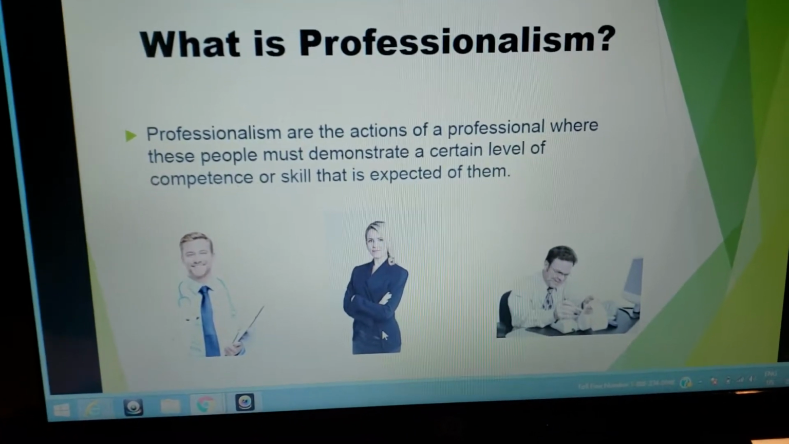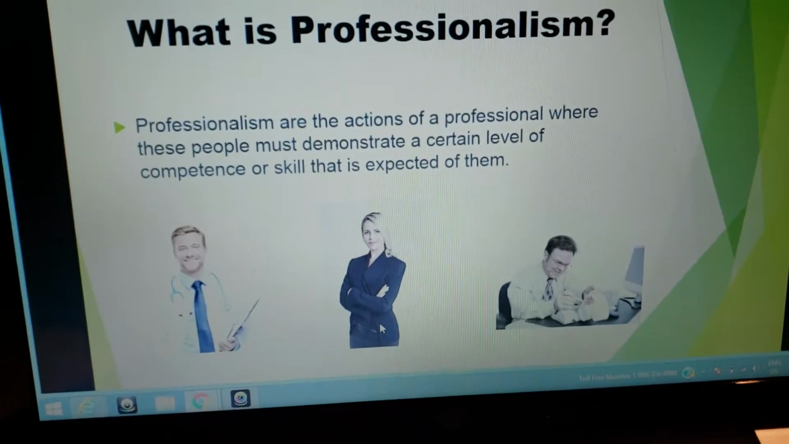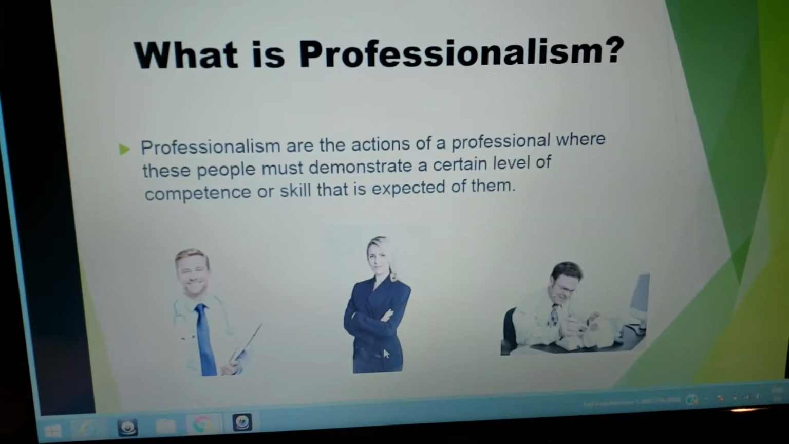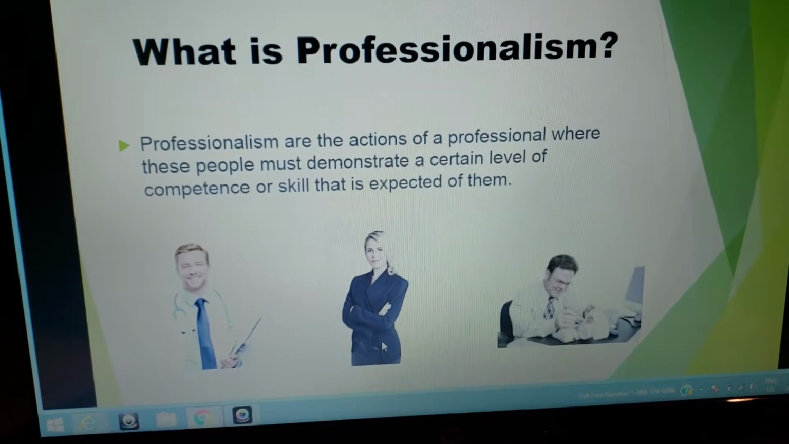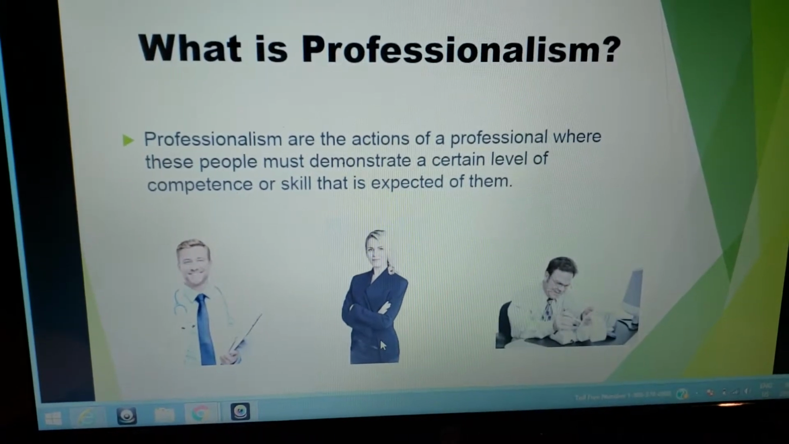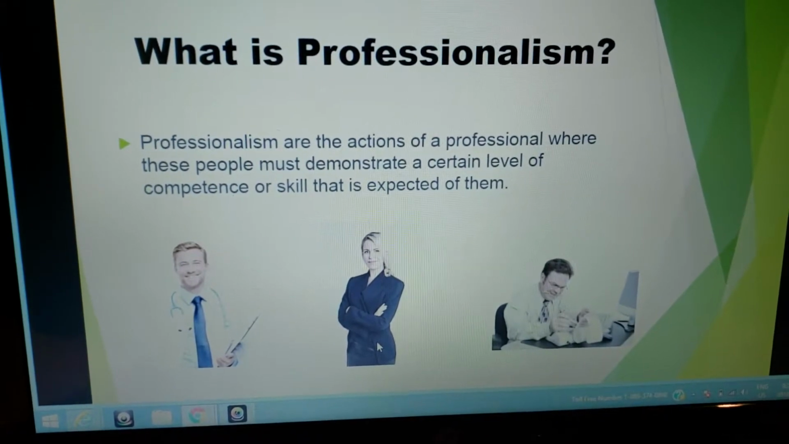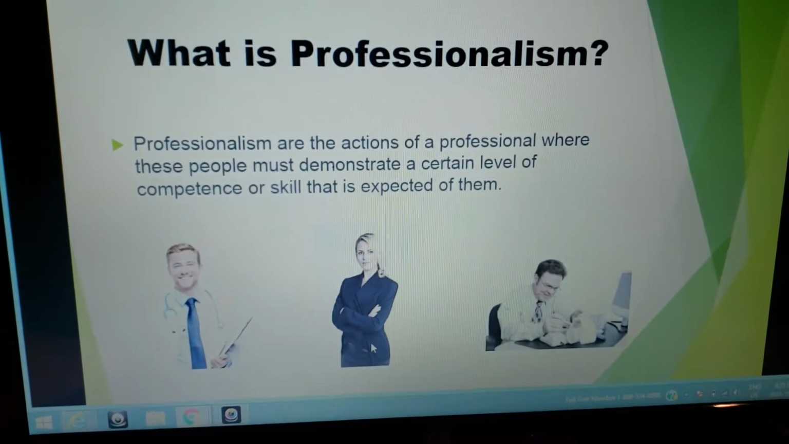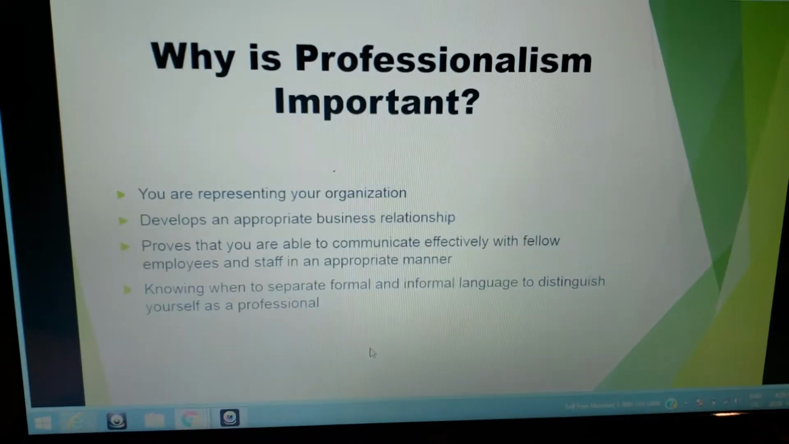Now I'll go over what professionalism is. The textbook has, I feel, a very good description of it. It describes it as the actions of a professional, where these people must demonstrate a certain level of competence or skill that is expected of them. Some examples include doctors, lawyers, and accountants.